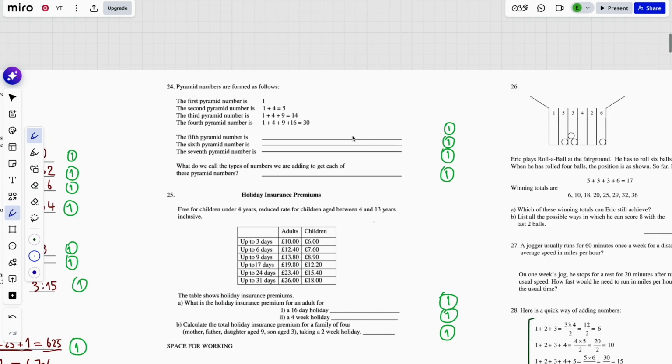Right, 24. The 5th pyramid number is 55. The 6th pyramid number is 91. And the 7th is 140. What do we call these numbers that we're adding together to make the pyramid numbers? They are, of course, square numbers. Okay, square numbers.